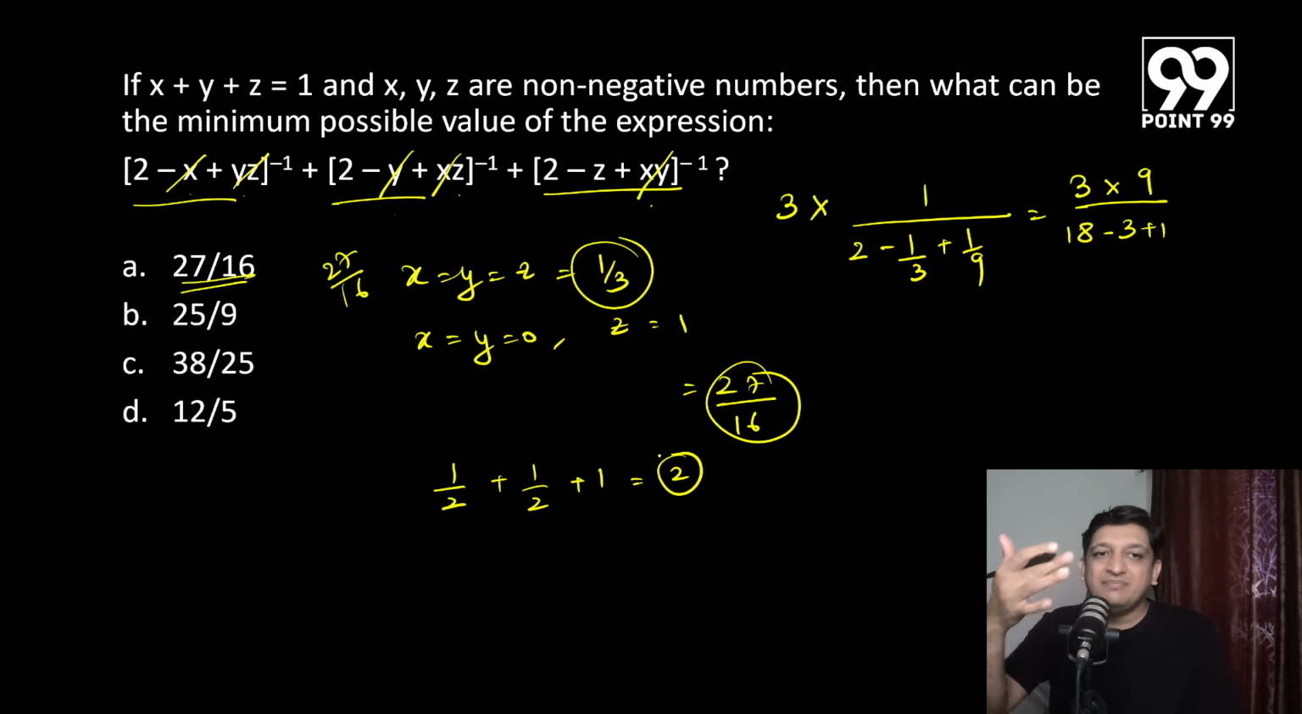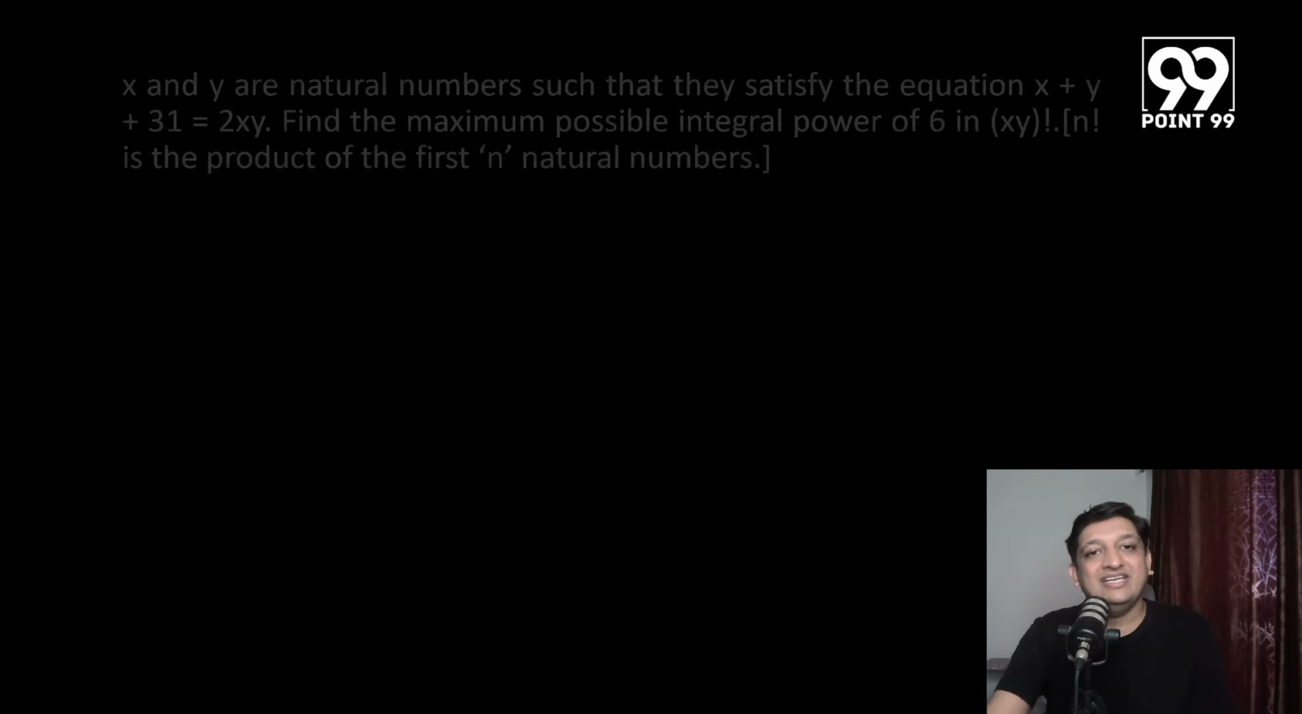Now which is the minimum of these two values? 2 and 27 by 16. I know that 27 by 16 is less than 2 because 32 by 16 would have been equal to 2. So 27 by 16 is less than 2. That is our answer. Just mark it and move on in life. Let's go to the next question now.